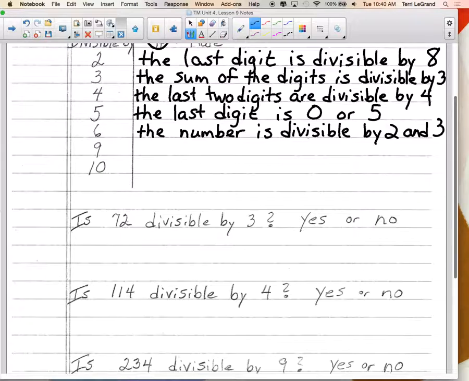Okay, 9, the divisibility rule for 9. Anybody know that one? It's kind of like the divisibility rule for 3. And not exactly like it, but it's a whole lot like it. You didn't learn this trick in grade school, huh? Go ahead, Wade. The sum of the numbers is equal to 9. Not equal to 9, but divisible by 9. Yeah, the sum of the digits is divisible by 9.